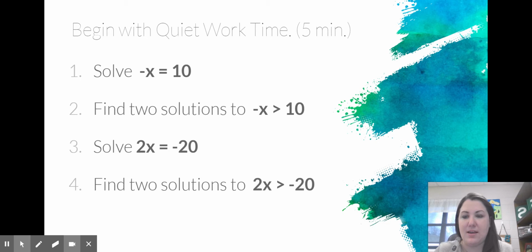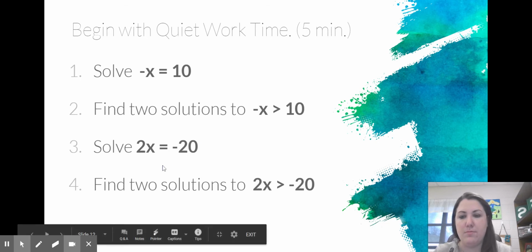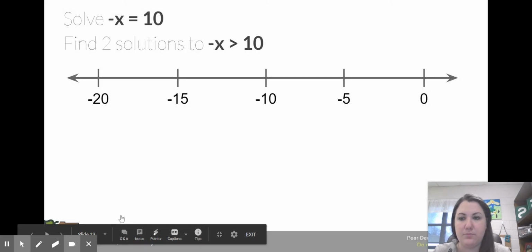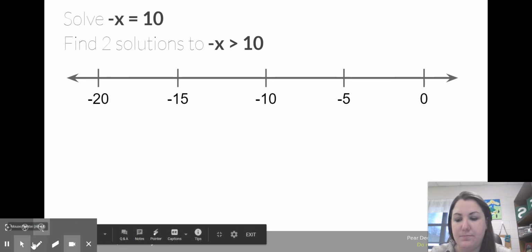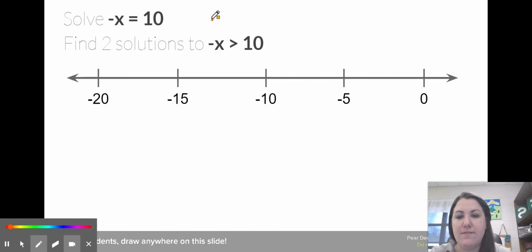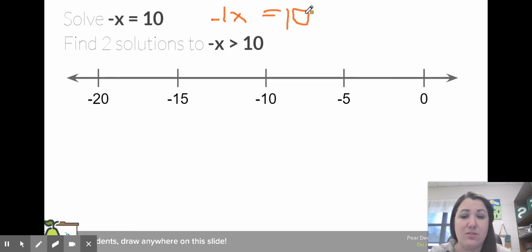Rather than just plugging in random numbers, it's more like, hey, this is a good starting point. So we're going to begin by solving these 4 problems. We're going to go over the first 2 together, and you're going to do the second 2 on your own. Okay, so the first one, solve negative x equals negative 10. Well, I know negative x is the same thing as negative 1x equals positive 10.